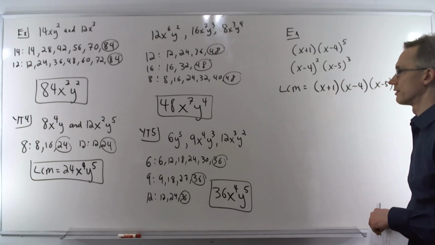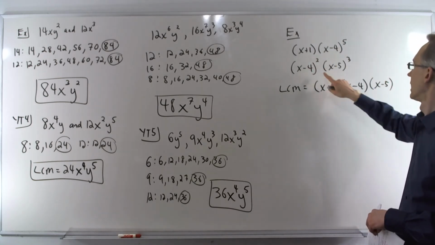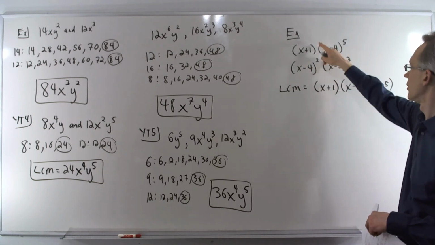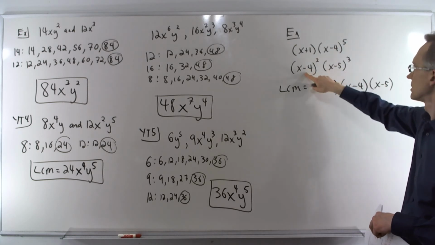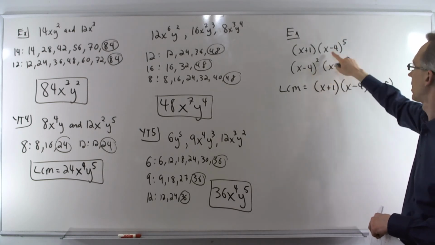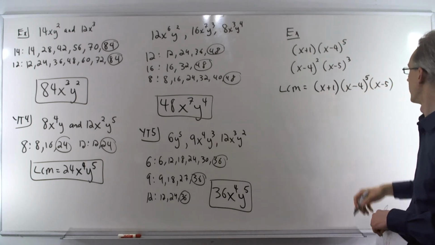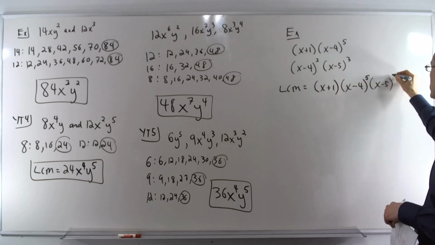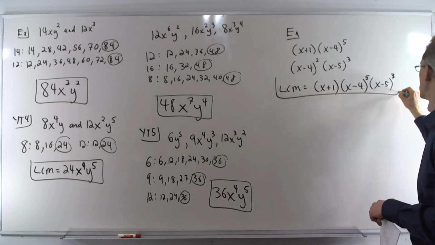All right, there's all of our bases. Now, we look through these and we select the largest exponent for each base. X plus 1, that's the only one, first power, so that stays. And we've got two x minus 4 expressions. So we got second power and 5th power. Largest exponent is 5, so this one gets a 5 exponent. Now we only have one x minus 5, and that's to the 3rd power, so that's what we'll have down here. So the LCM is this.